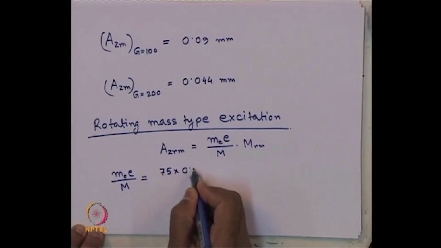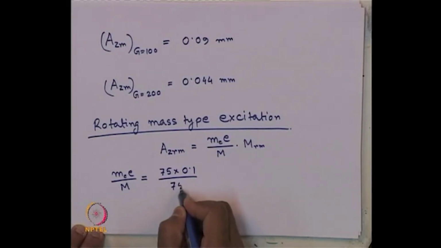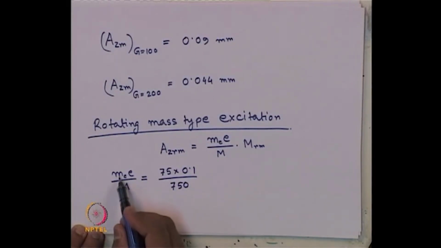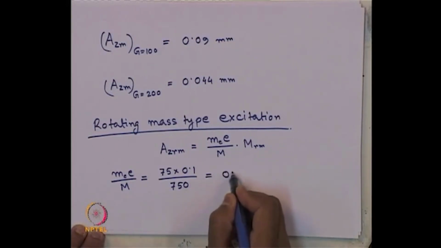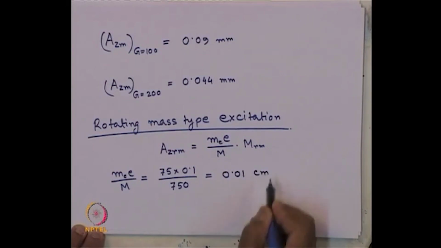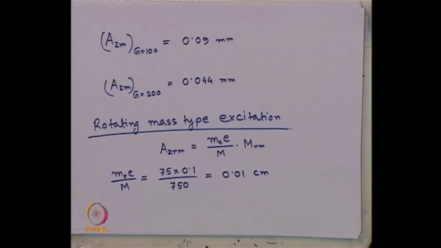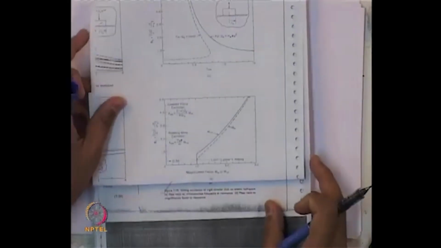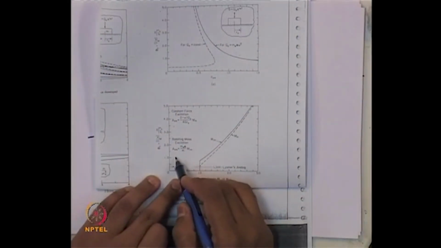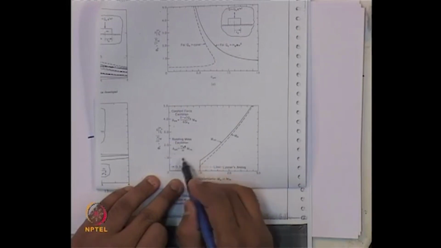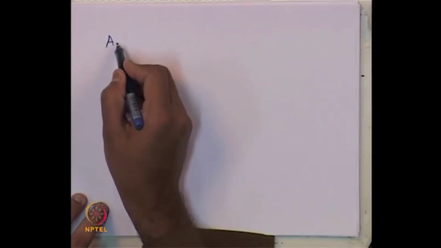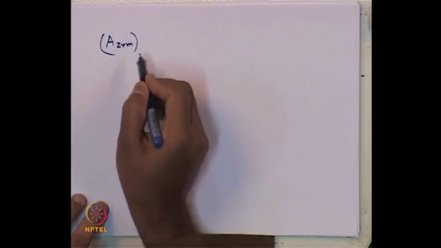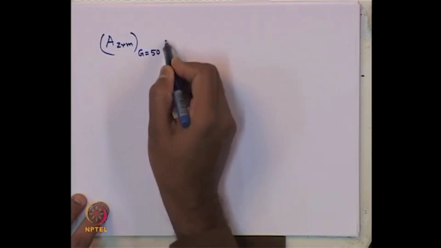75 into 0.1 by 750. We can take it as eccentric weight and total weight. So, 0.01 centimeter. Fine. This expression is already given in our design chart also. What we have seen for rotating mass type excitation, this is the equation to compute the displacement amplitude. So, with this, how much AZRM are we getting for G equals 50?